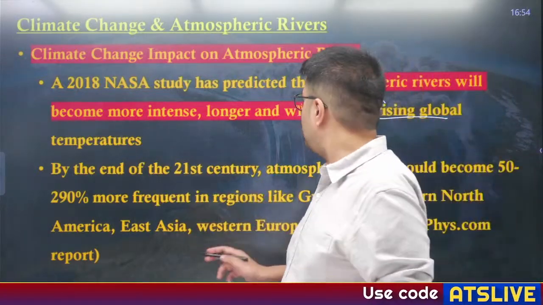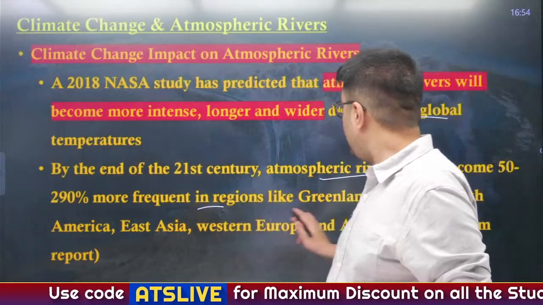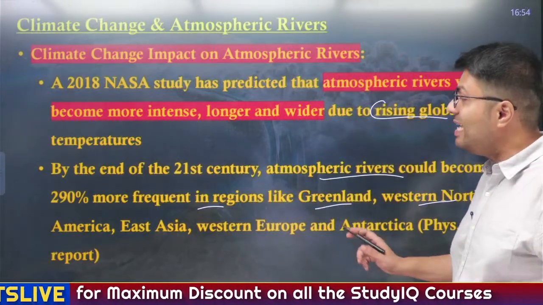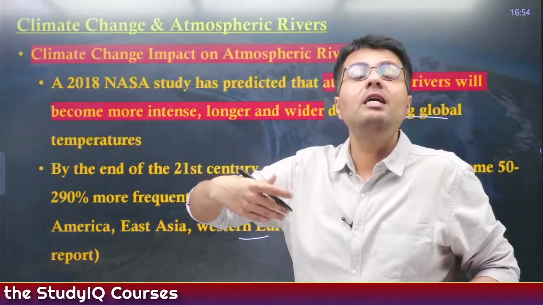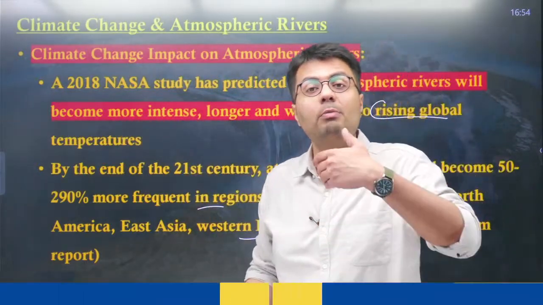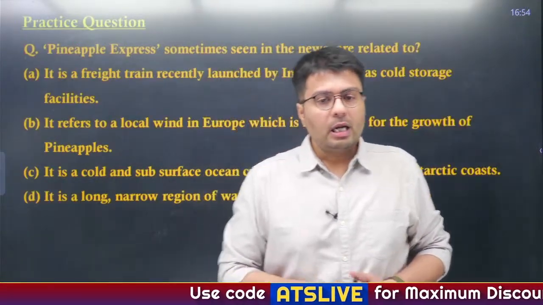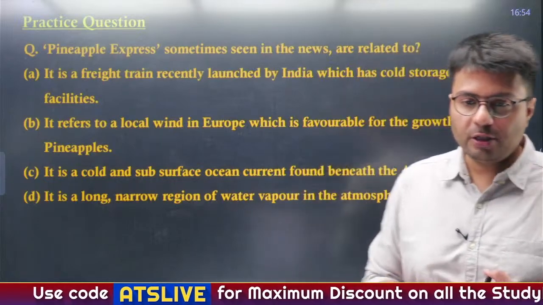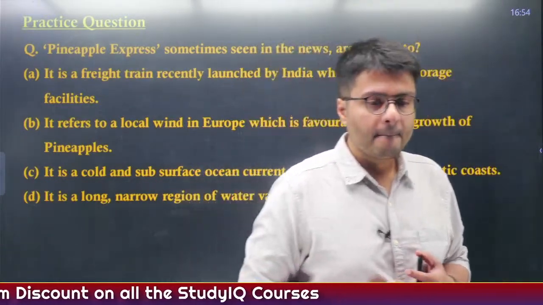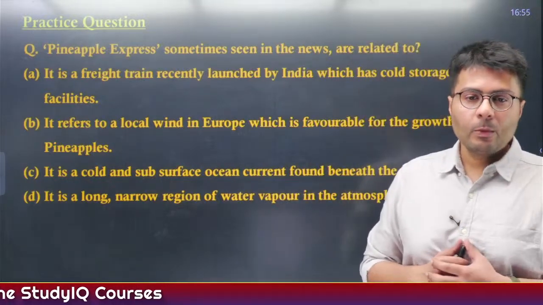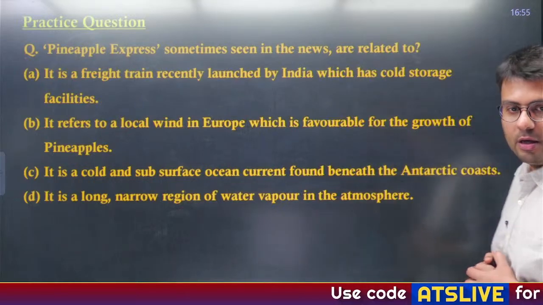Now, by the end of the 21st century, atmospheric rivers could become 50 to 290% more frequent in regions like Greenland, Western North America, East Asia, Western Europe, and Antarctica. So this is actually bad news, because it might lead to a huge amount of rainfall, it can lead to an increased amount of floods and other weather related problems, right? Now let's see if you are able to solve this particular question. Pineapple Express, sometimes in the news, is related to what?